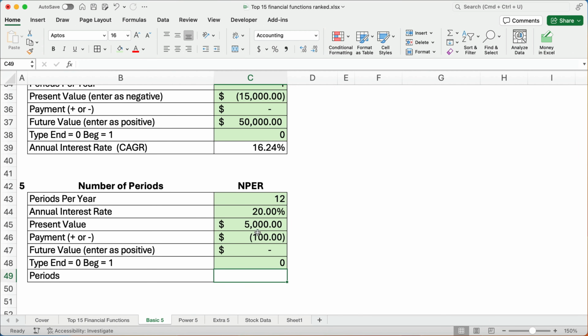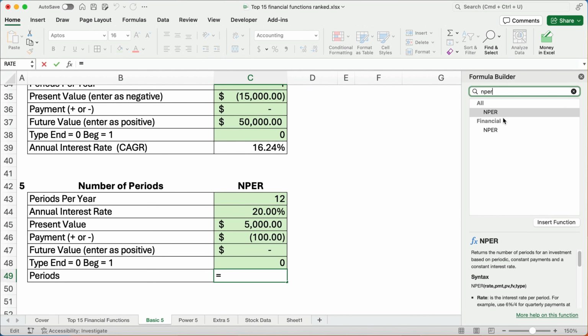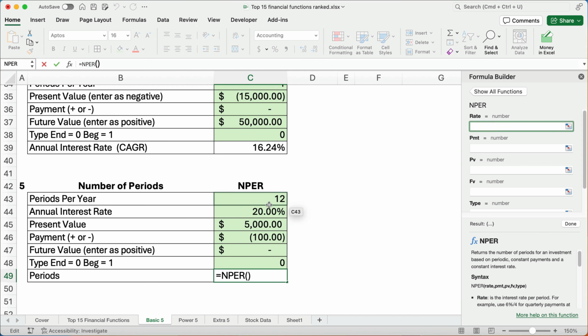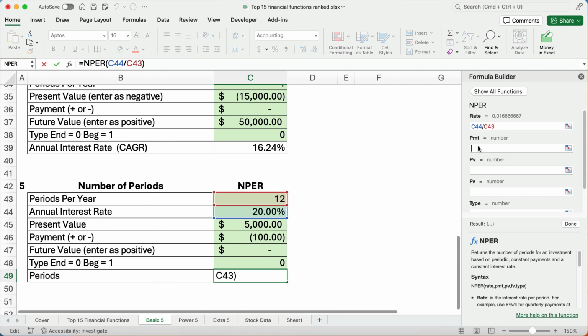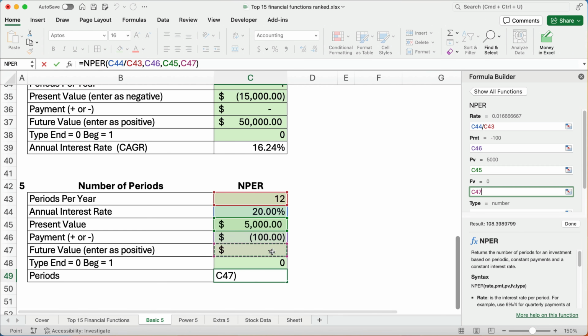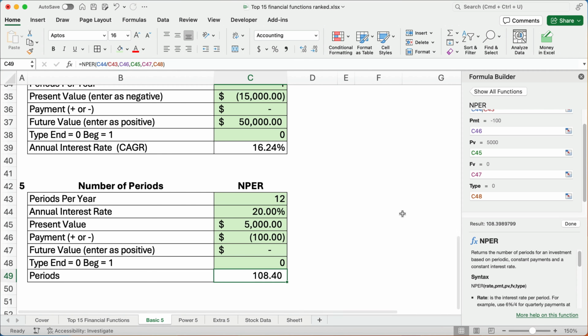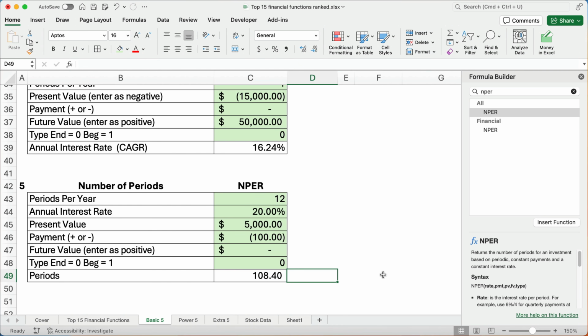Well, let's see how this works. This is number of periods, NPER. All right, the rate is going to be 20% divided by 12. So that's the monthly rate. The payment is a negative 100. The present value is a positive 5,000. The future value is going to be 0. The payments happen at the end of the period. And so it's going to take you 108 months to pay off this loan.